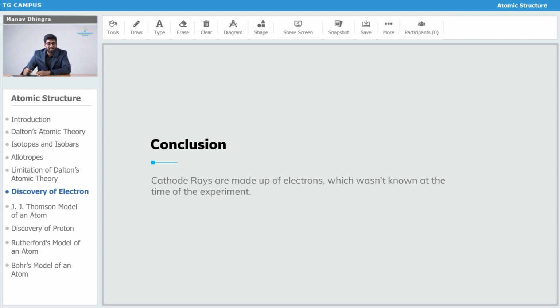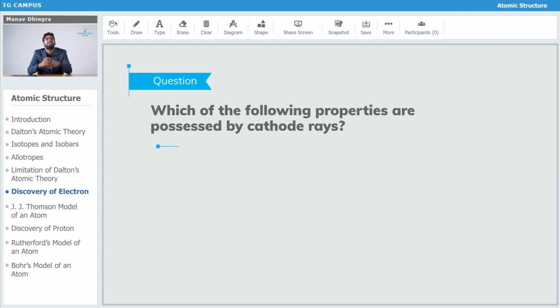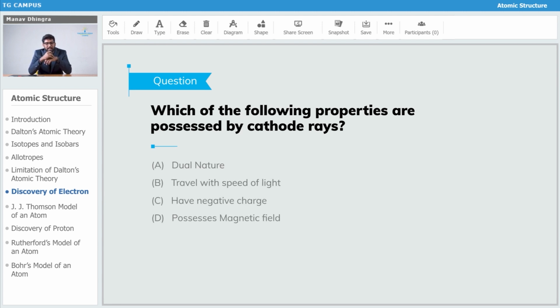Let's do a simple question on the discovery of the electron, you can say the cathode ray experiment. It says: which of the following properties are possessed by cathode rays? Let's see. The very first option is dual nature. That is something we are going to study in this particular chapter, the dual behavior of matter as well as of radiation. So that is true. Electrons do show a dual behavior. They can act as both waves and particles. That we will be studying later on in this chapter. So our A is correct.